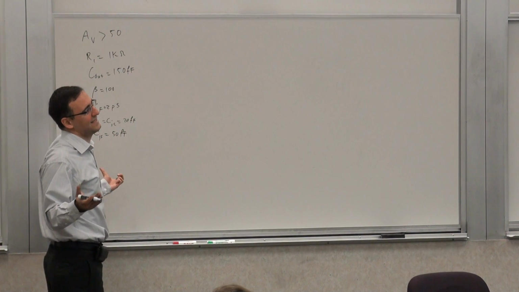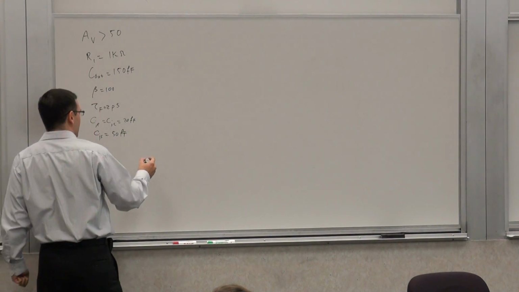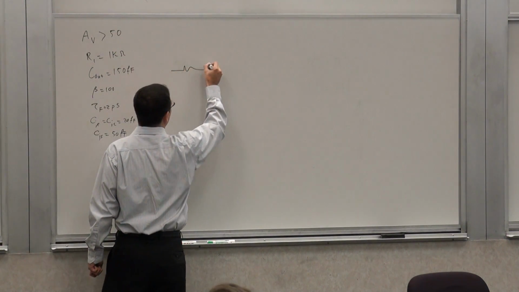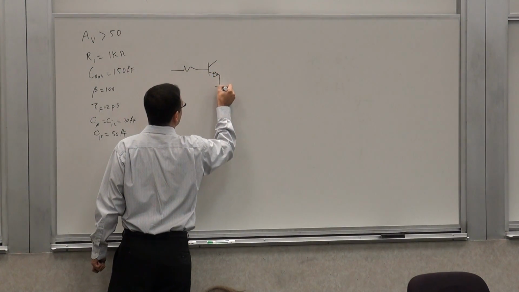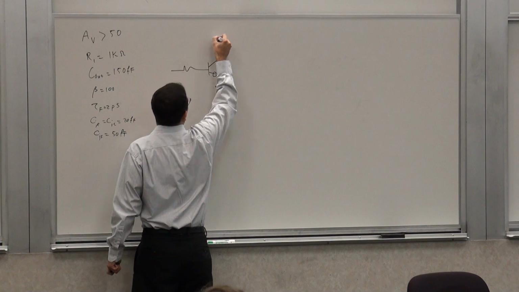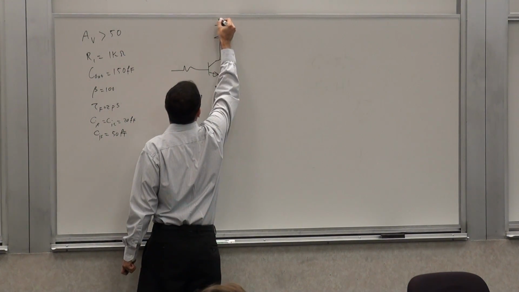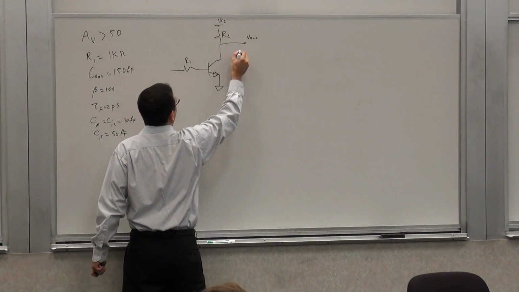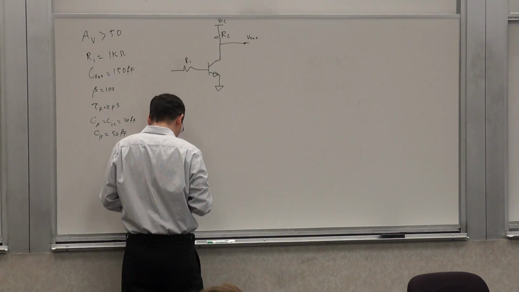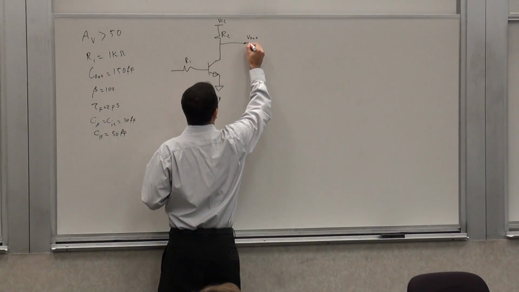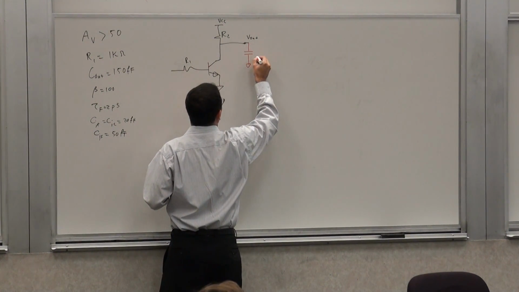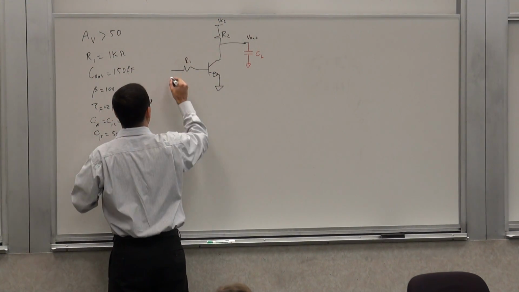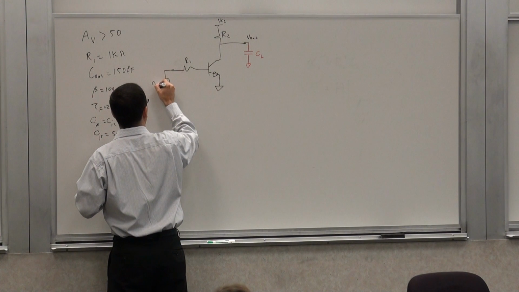So what is the basic stage you can use for an amplifier? What is the simplest stage that we can use? We can use a common emitter. So I have to put some sort of R2 here, VCC, V out, R1, and then there's a capacitor here. Let's call this CL. There's a source voltage here, V in.